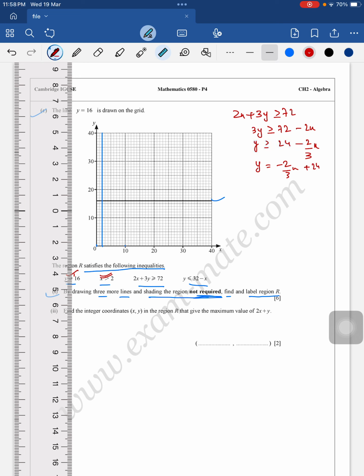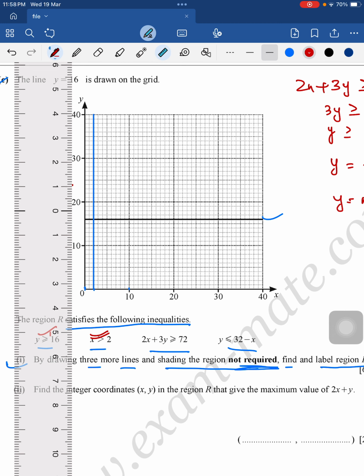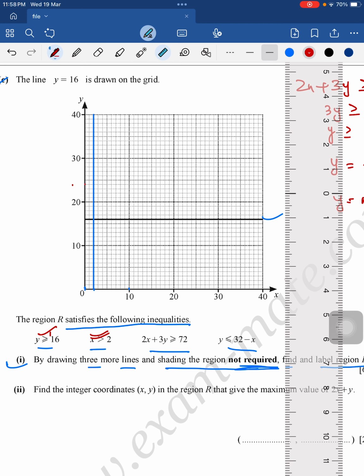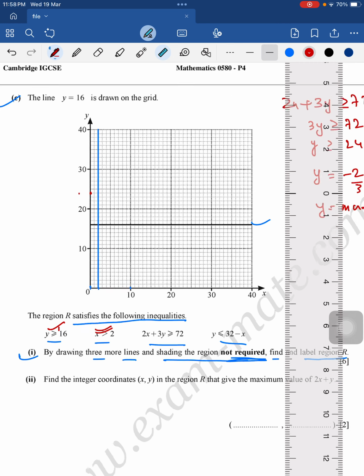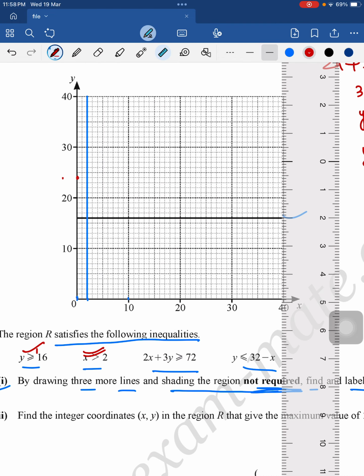So if I compare this with y equals mx plus c, c is equal to 24. One point is basically on 24, the y-intercept. And the second point, I am taking the x part as 3. So that 3 cancels. Minus 2 plus 24 is 22. So 3 as x and 22, that is 3 and 22. Okay, that's the point. So now we will draw this.